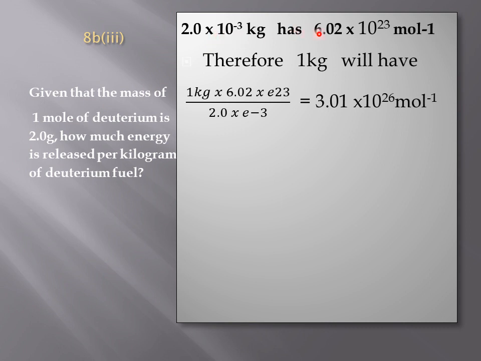It has the Avogadro number of 6.02 times 10 to the power 23 particles per mole. Therefore, 1 kilogram will have 1 kilogram times 6.02 times 10 to the power 23 divided by 2.0 times 10 to the power minus 3, which gives us 3.01 times 10 to the power 26 particles.